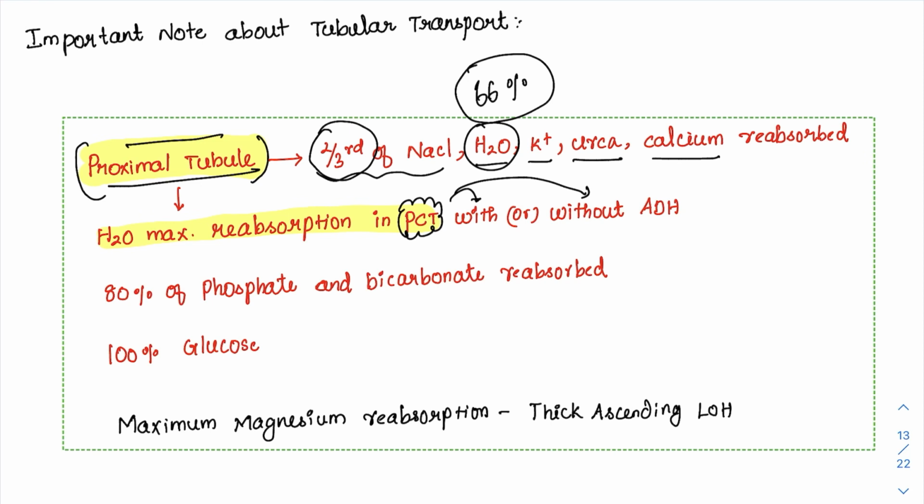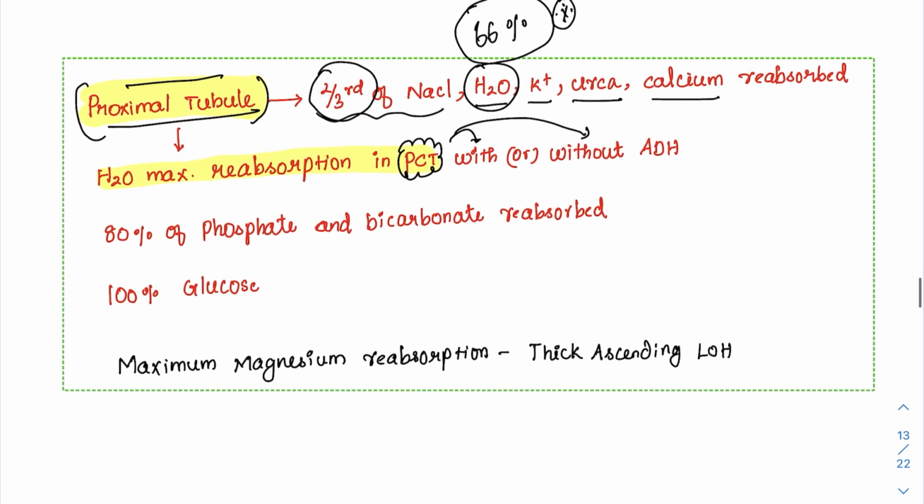Whenever ADH is released, it increases the percentage by a very little amount only. So don't get confused with collecting tubule or the distal convoluted tubule where ADH action is possible. Always go for a PCT because 66% is the maximum observable part which is done already in the PCT. So with or without ADH, still PCT wins.